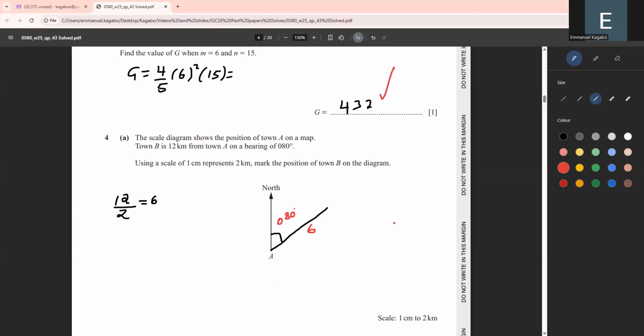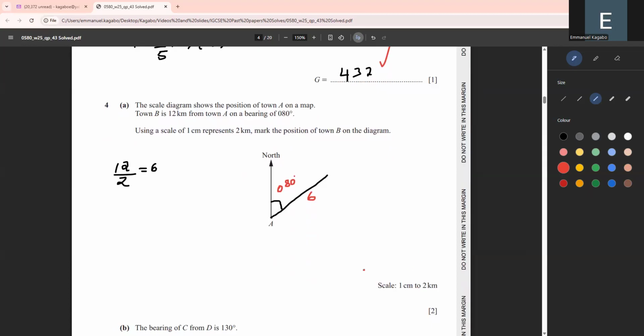Okay, question 4 is about bearing, one of the common topics in IGCSE, so very important. But this is bearing mixed with the scale drawing, where you need to draw. So the scale given is this. And they told you town B is 12 kilometers from town A on the bearing of this. You have to remember in bearing, all angles are measured from the north line, and then you go clockwise.